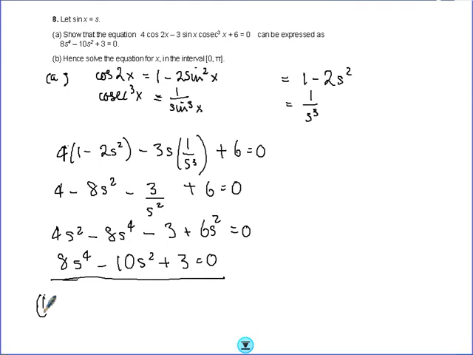For part B, we need to solve the equation for x in the interval that we've got from 0 to pi. It's power of 4, but it's actually a quadratic in s squared. So let's just make a note so you can have a little think about the fact that this is a quadratic in s squared, because this term is s squared squared, this is s squared, and there's our constant. And we're going to factorise that, and let's see what happens.